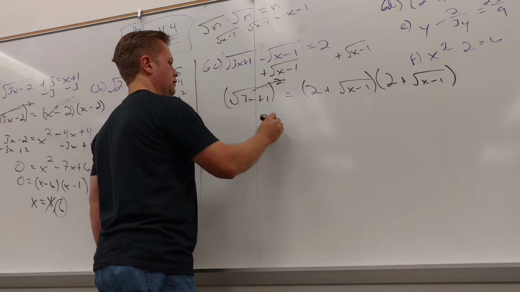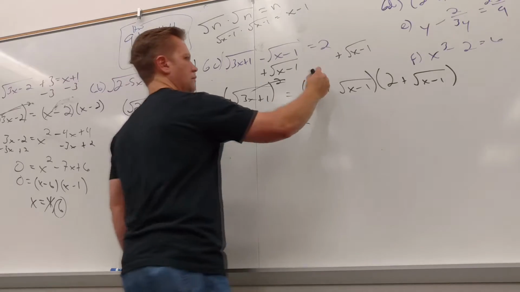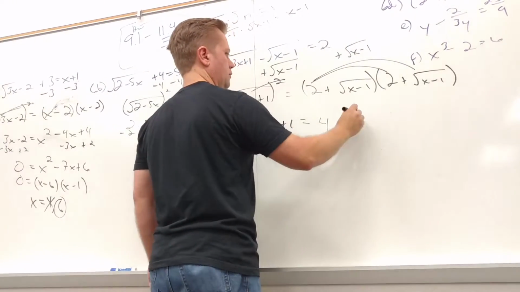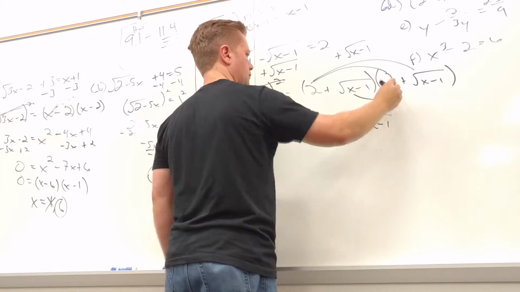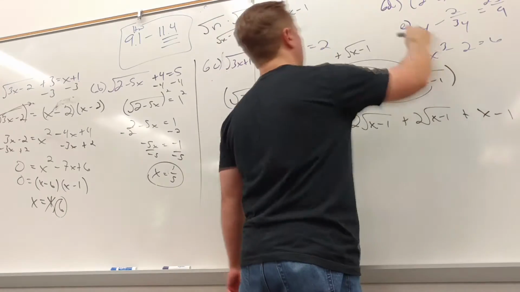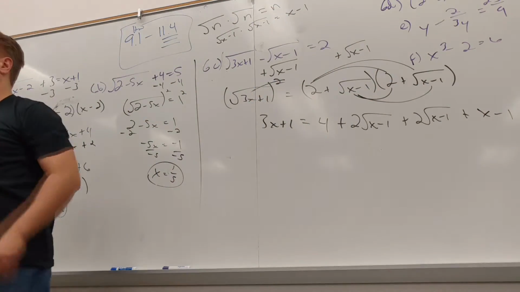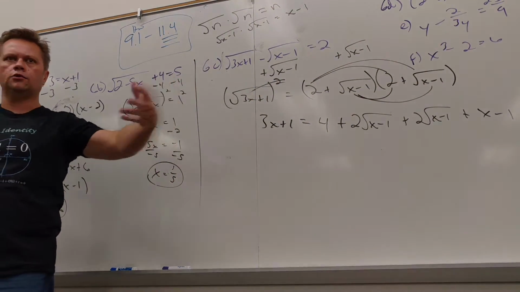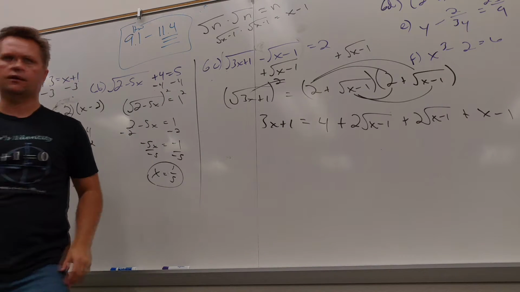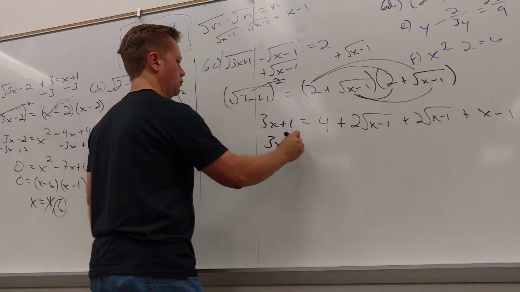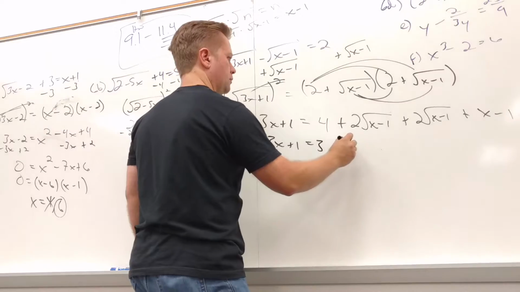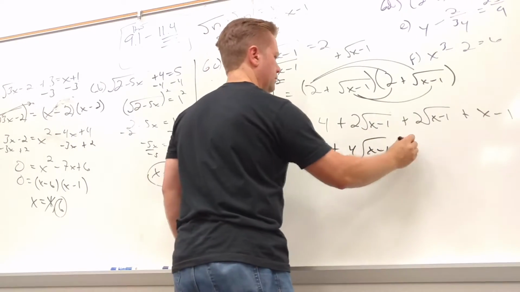So I'll do this side. 3x plus 1. Plus 2 of these, plus another 2 of these, plus x minus 1. Yeah, we already did up there. Like it. And now it's cleanup time, right? Normally after you FOIL, it's cleanup time. Just get all your stuff together that you can, and then we'll have to worry about what to do next. So 4 minus 1 is 3, plus 4 of these things, plus x.